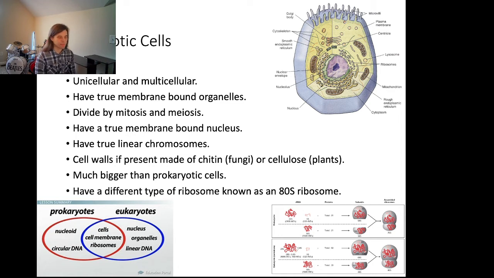Much bigger again. And then a slightly bigger ribosome called an 80S ribosome. So the little Venn diagram down at the bottom shows the commonalities between the cell types and the differences between them as well.